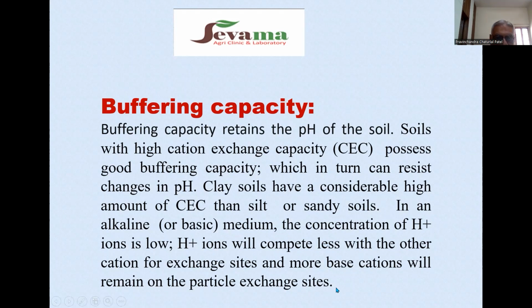particle exchange sites. Suppose you have sandy soil or sandy loam soil, and you continuously use acidic fertilizers like urea and ammonium sulfate. Then there is a possibility that the soil pH will decrease. But in black soil, when you continuously use nitrogenous fertilizer, urea, ammonium sulfate, it cannot change the soil pH, because black soil has a higher cation exchange capacity, so it has a higher buffering capacity. So it resists the change in soil pH.